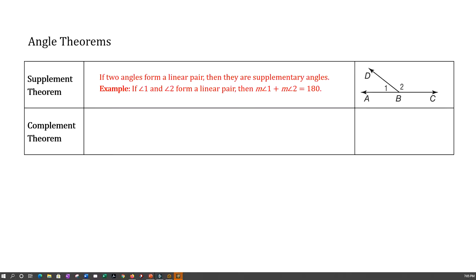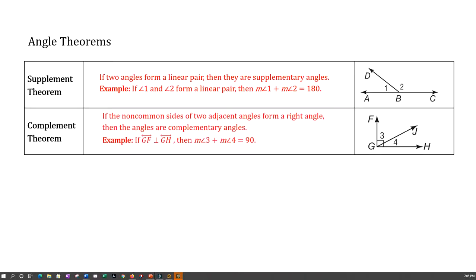And then the complement theorem: if the non-common sides of 2 adjacent angles form a right angle, then the angles are complementary angles. So again, we're told if line GF is perpendicular to line GH, then angles 3 and 4 are going to equal 90 degrees. We're shown that the big angle FGH was 90 degrees because it had the 90-degree box. So now we're able to say that those two angles do add up to 90 degrees. Does that make sense? Okay.